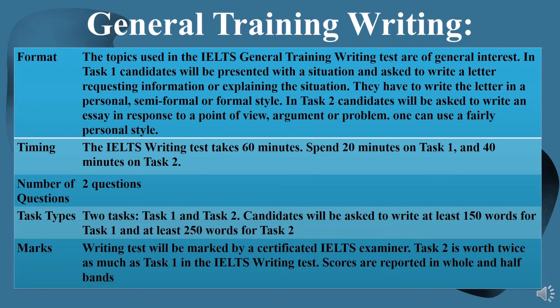Candidates will be asked to write at least 150 words for Task 1 and at least 250 words for Task 2. The writing test will be marked by a certified IELTS examiner. Task 2 is scored twice as much as Task 1 in the IELTS writing test. Scores are reported in whole and half bands.